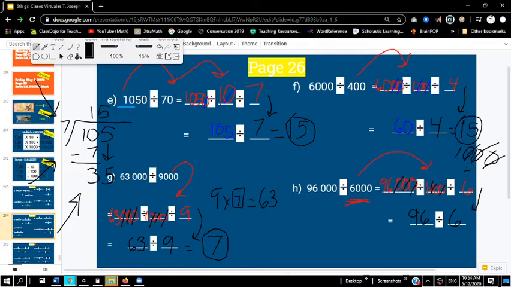96 divided by 6. Well, let's divide this one out. You might already know the answer because this one's also pretty simple to do in your brain. 6 goes into 9 1 time. Subtraction: 9 minus 6 is 3. Bring down my 6. And 6 goes into 36 6 times. So 16 is our answer.